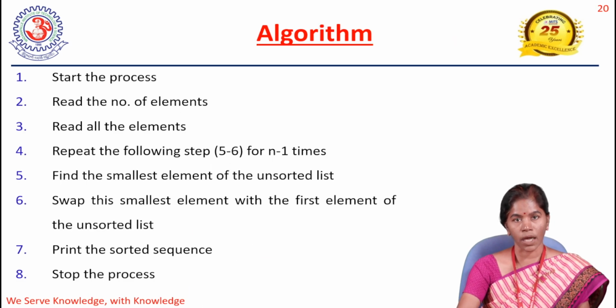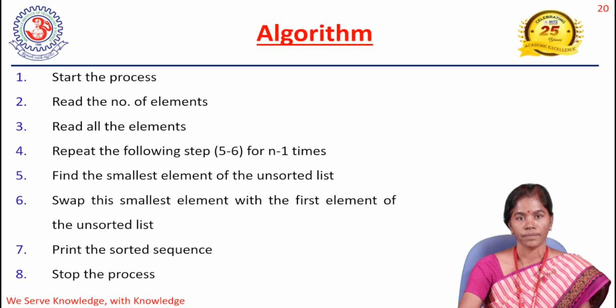Let's go to the algorithm. The first step is to start the process. Second, read the number of elements to be sorted. Third step, read all the elements of the list. Fourth step, steps 5 and 6 should be repeated n minus 1 times. Why n minus 1 times? Because the number of passes required is n minus 1.